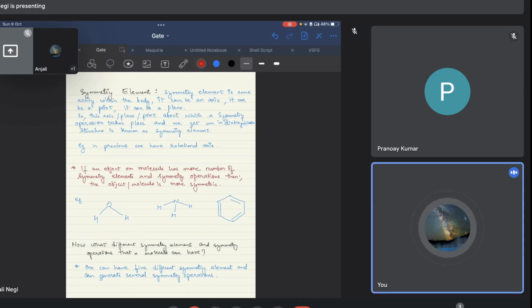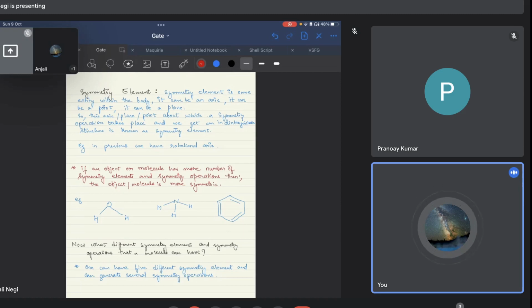Okay, I think I should start because today I will be taking a tutorial kind of lecture. First of all, I will introduce myself. So, I am Anjali Negi. I am currently pursuing a PhD at IIT Kanpur as a physical chemist in the research field of theoretical and computational chemistry.